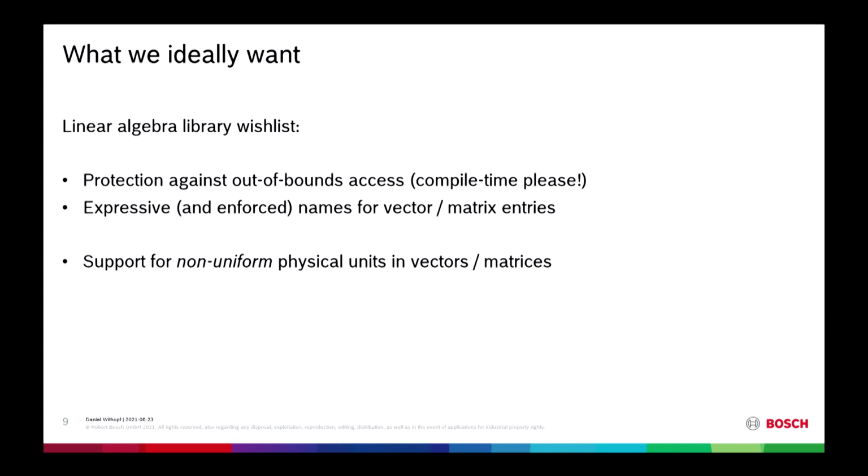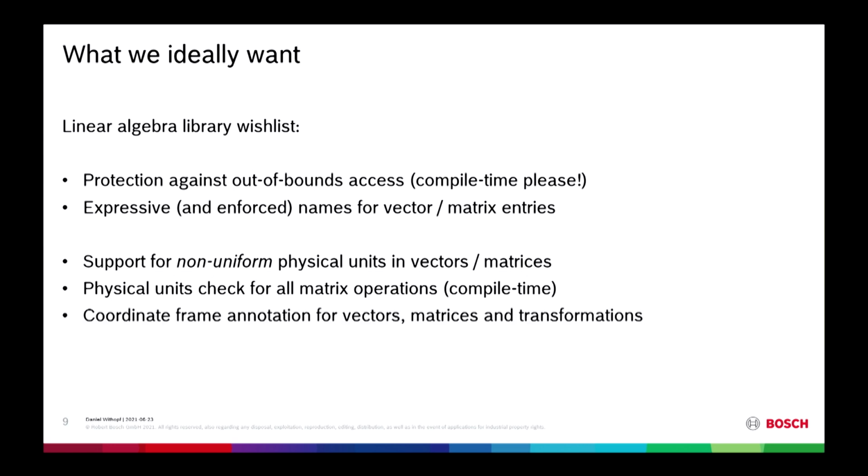Then I would also like to have support for non-uniform physical units in vectors and matrices. As we've seen, that approach of using the value type does work, but only if we have a single unit in all entries, so the identical unit in all entries. And I would also like to have a physical units check for all matrix operations, again, ideally at compile time. We will also see later that we can achieve a much, much stronger condition than just physical units safety.